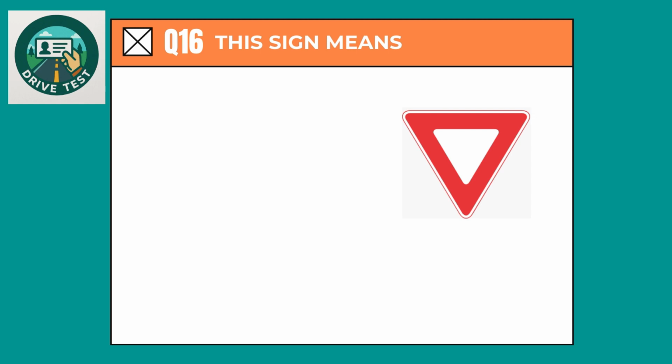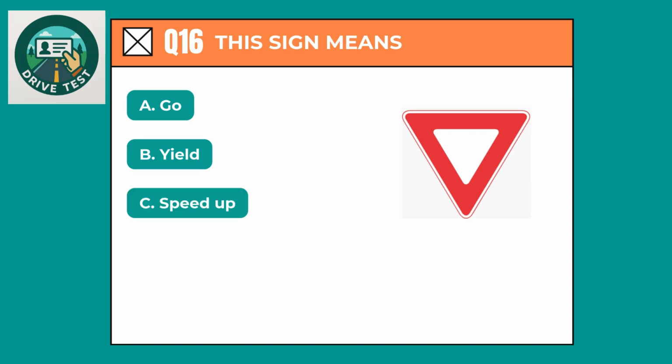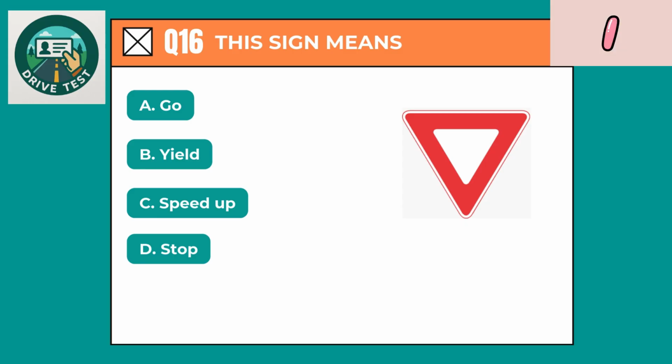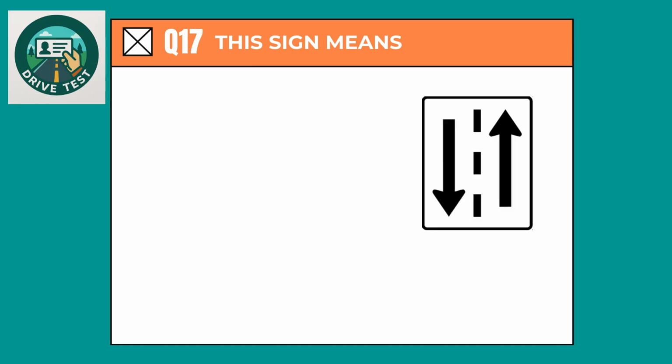Question 16. This sign means: A. Go. B. Yield. C. Speed up. D. Stop. The correct answer is B. Yield. Slow down and give right of way to pedestrians and other vehicles.